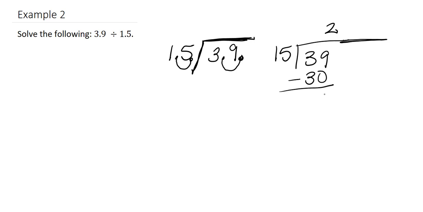9 minus 0 is 9. 3 minus 3 is 0. Now we need to add a decimal and a 0. But then we're just going to go ahead and bring down that 0. Now 15 can go into 90 how many times? Well, 15 can go into 90 6 times.